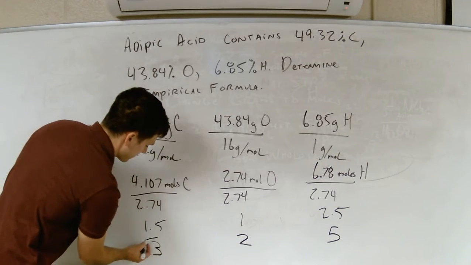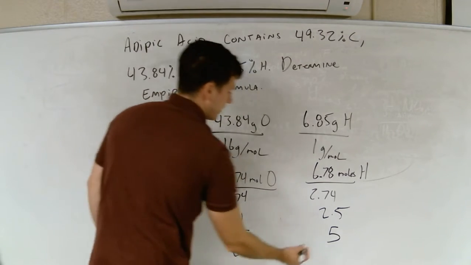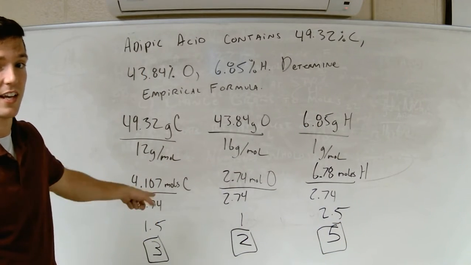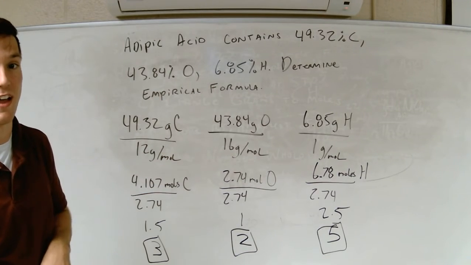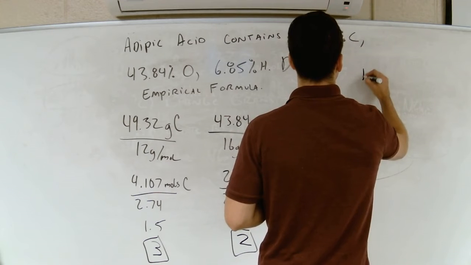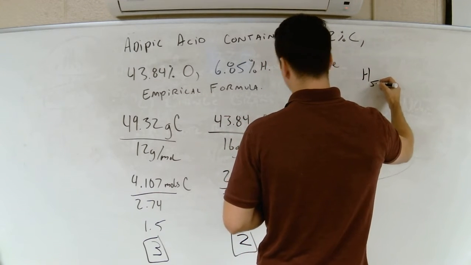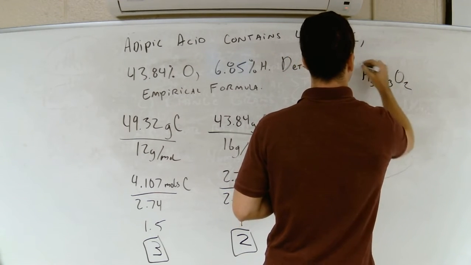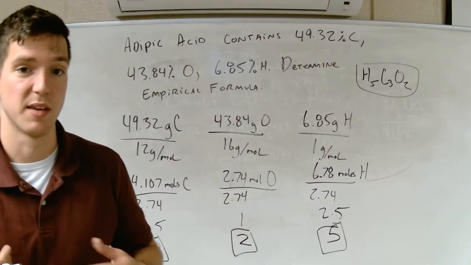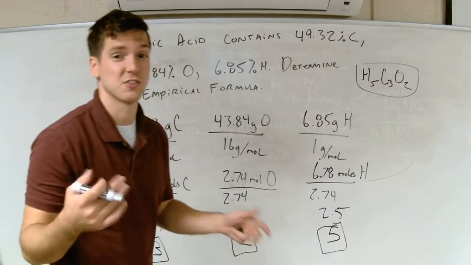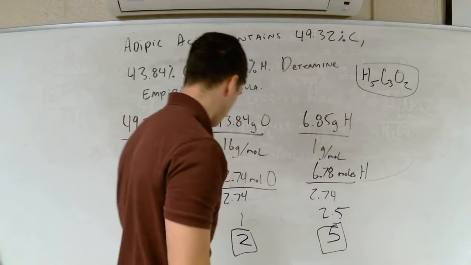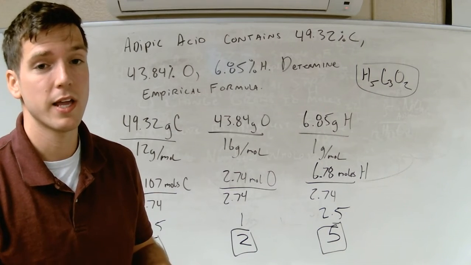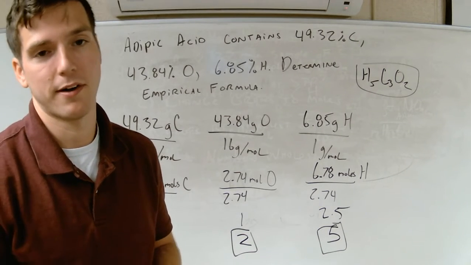If you multiply 1 by 2, you got to multiply them all by 2. And what do these numbers signify? Well, they tell me how many of each atom is in our empirical formula. So I got 3 carbons, 2 oxygens, and 5 hydrogens. So it's an acid, so it starts with an H, and then it usually goes carbon, and then oxygen. And that is my adipic acid empirical formula. Nothing too crazy. Sometimes they might just give you grams straight away, and then you could just skip step 1. So be aware of that.